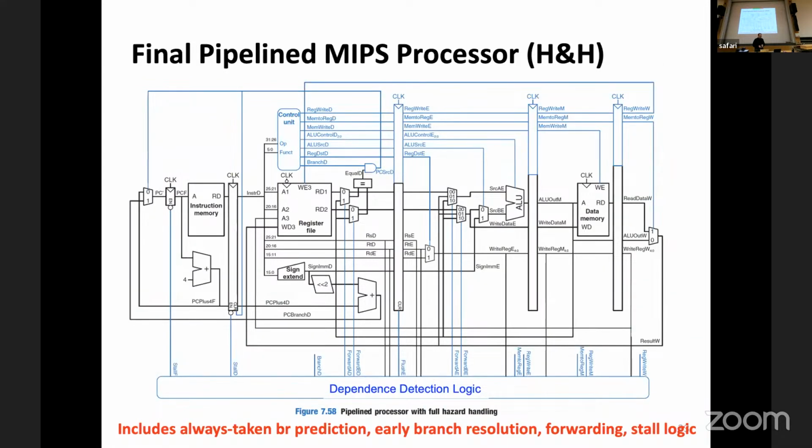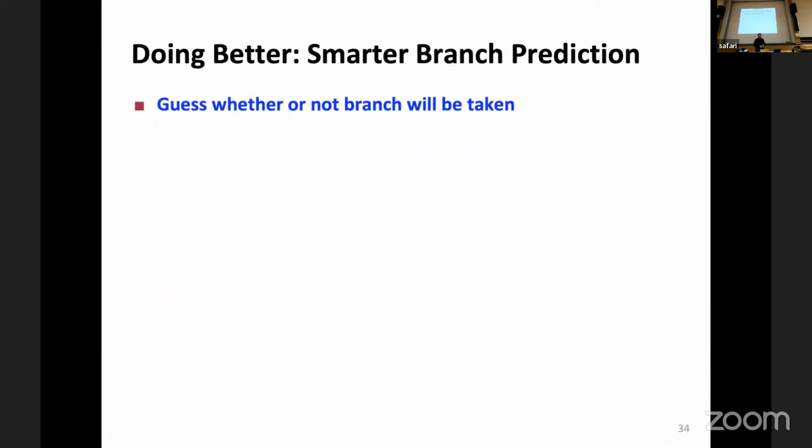So this is the final pipelined MIPS processor, which you have in your code and your book. It includes always taken branch prediction, or maybe always not taken, I guess, an early branch resolution and forwarding path, and a stall logic. Okay. So for the branch prediction, we consider always not taken. So we always predict that the next instruction is PC plus 4.